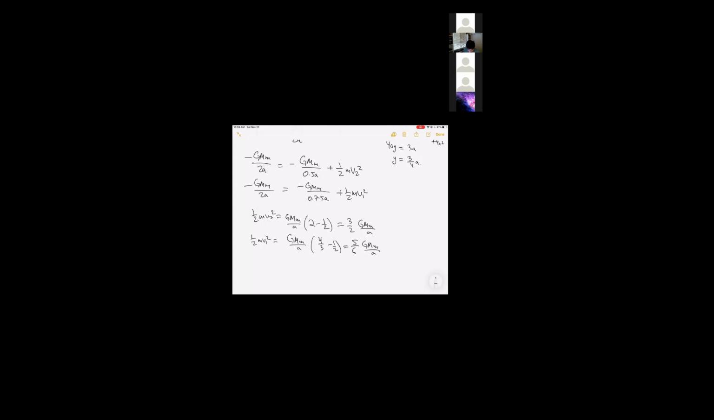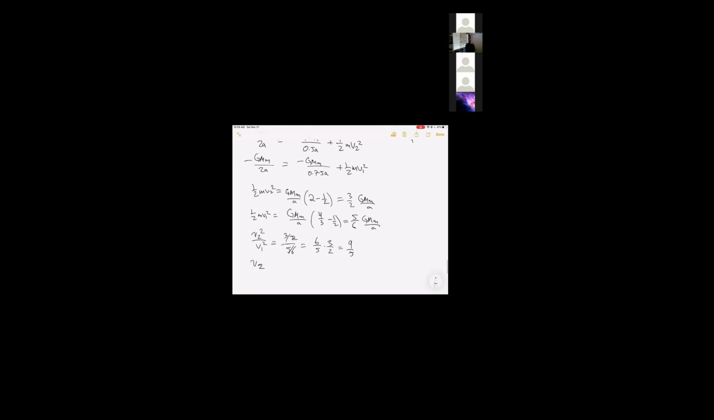So V2 squared over V1 squared is equal to, what is it? 3/2 over 5/6. So V2 is 3 over root 5 times V1.